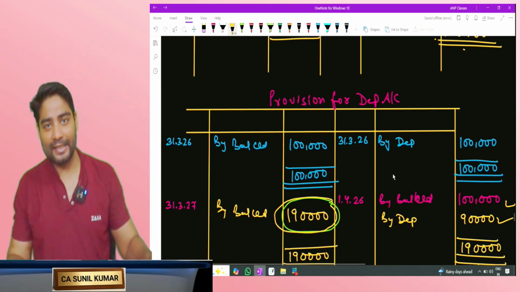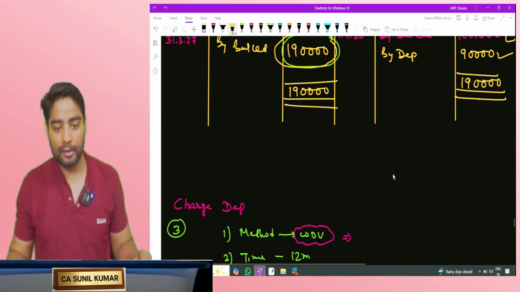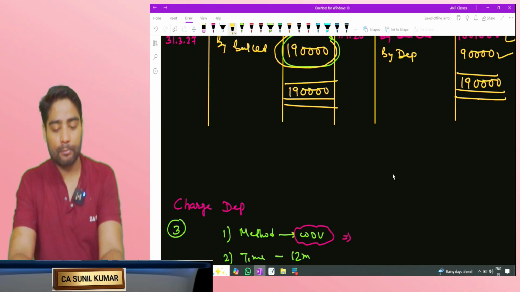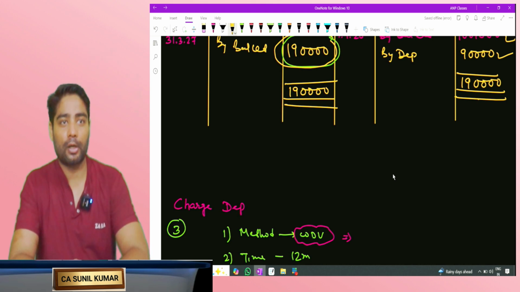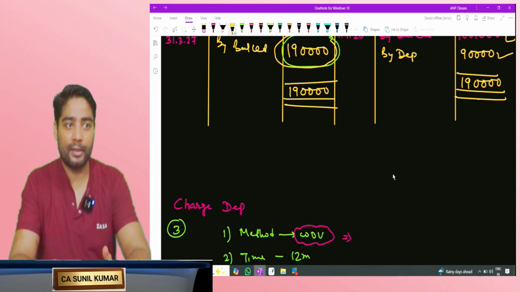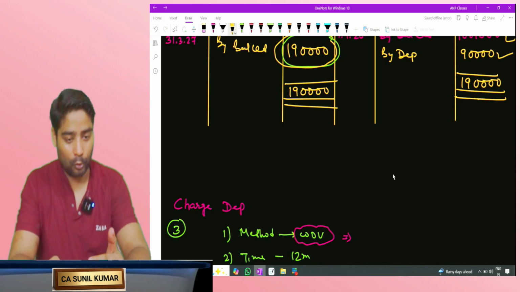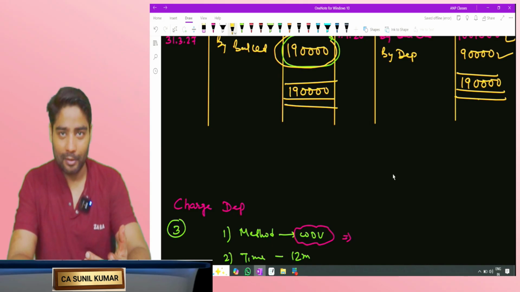So guys, this is the end of our class. In the next class we shall do some questions about depreciation, and how we can prepare the depreciation account and provision for depreciation account, and what will be the entry for selling the asset, and if we sell the asset at a low value, whether there will be profit or loss. We shall study that in the next class.